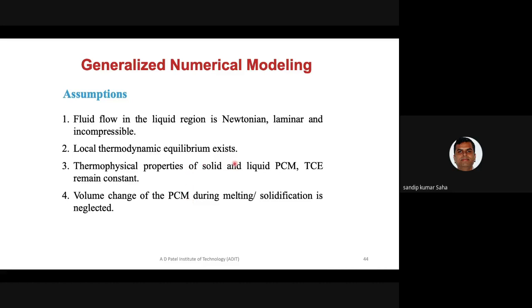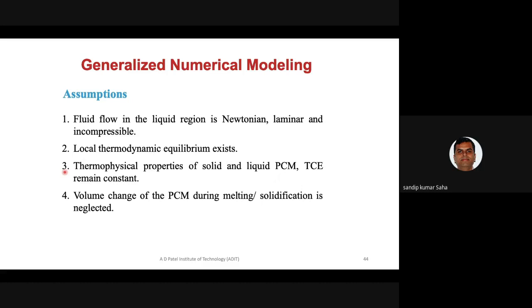Otherwise, you will not be able to assume many things, like at the interface. You will assume the solid temperature and the liquid temperature will be the same. Okay, if it is not, then it is different. So in order to assume that, you have to assume this. Then we will assume at present that thermophysical properties of solid and liquid phase will remain the same.